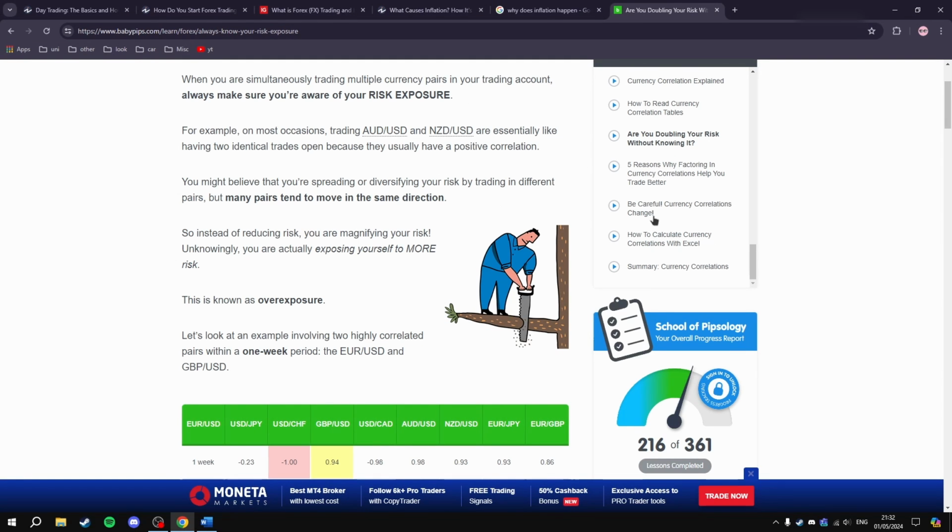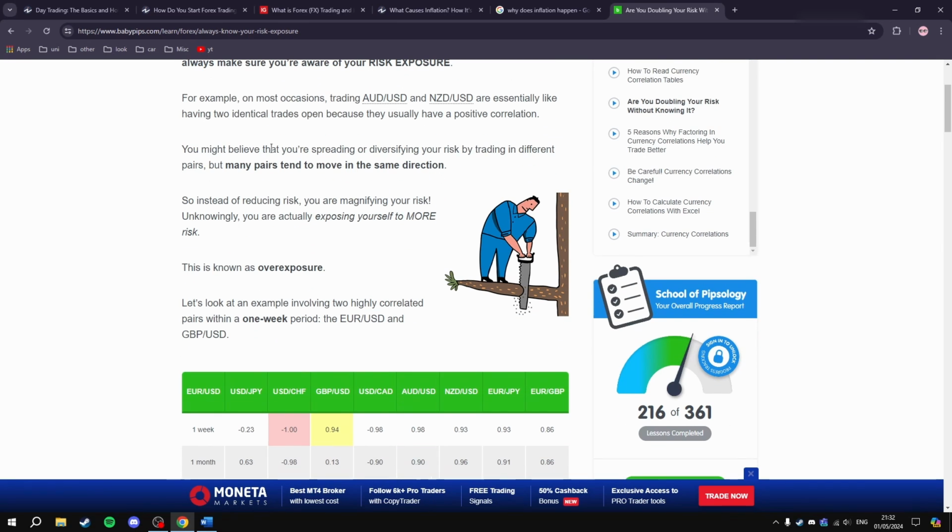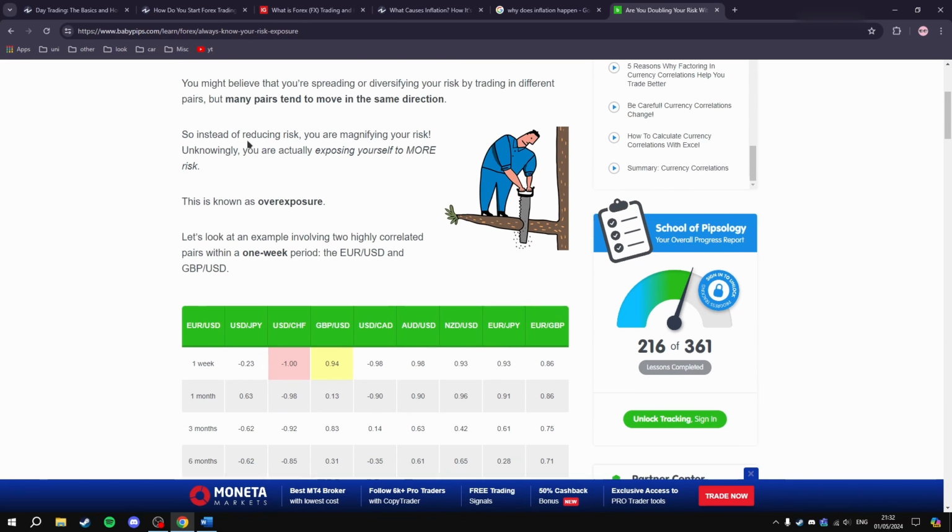For example, on most occasions, trading AUD-USD and NZD-USD are essentially like having two identical trades open because they usually have a positive correlation. You might believe that you're spreading or diversifying your risk by trading different pairs, but many pairs tend to move in the same direction. So instead of reducing your risk, you are magnifying your risk. Unknowingly, you're actually exposing yourself to more risk. This is known as overexposure.